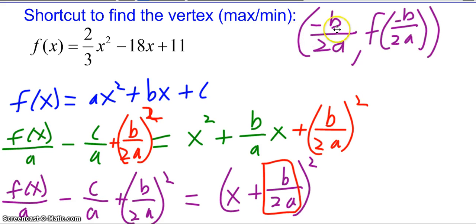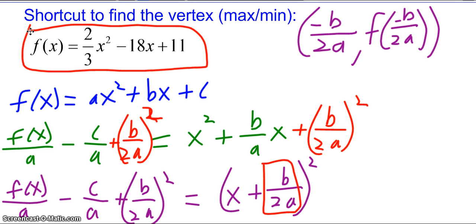Okay, so again, just two different ways in which I can prove to you, or you can prove to yourself, that the vertex is going to be the point opposite of b over 2a, comma, f of opposite b over 2a. So using that hint, or that shortcut, take a minute and find what is the vertex to this function here. So pause the video and come back when you're ready.